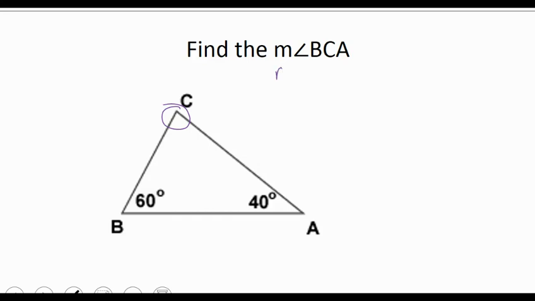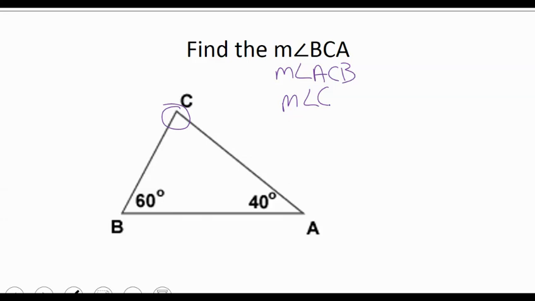Now notice, if I said find the measure of angle ACB, it's the exact same angle. So an angle can have more than one name. I also could say find the measure just of angle C, and that would work as well. All three of those things written on the board are the same. They all mean the same thing. So I need to find angle C here, measure of angle BCA.